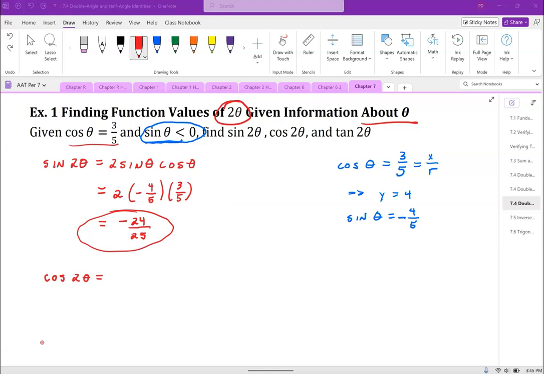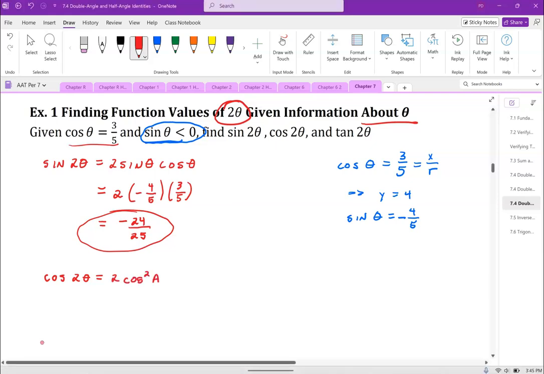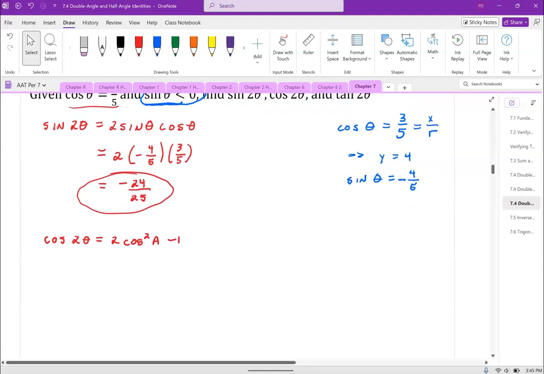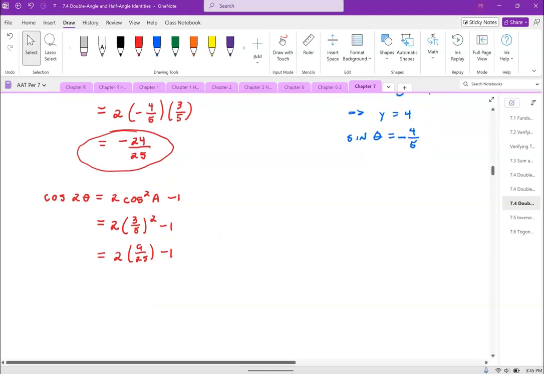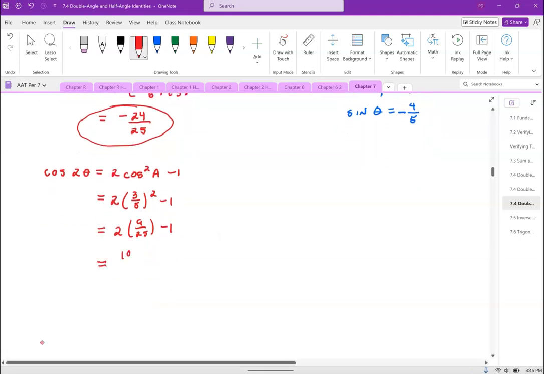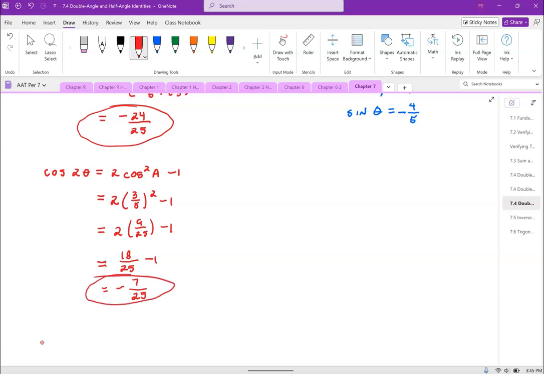So cosine of 2 theta, if we're just using cosine, is 2 cosine squared theta minus 1. Again, you could use the one that has sine in it, but because I calculated that, I don't always want to depend on myself in case I mess it up. It's okay. So 2 times 3/5 squared minus 1. That's 2 times 9/25 minus 1. So I get 18/25 minus 1, which should generate -7/25. So there is the second double angle.